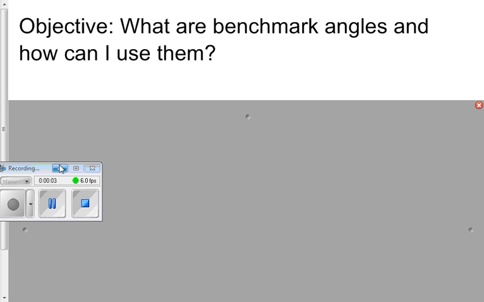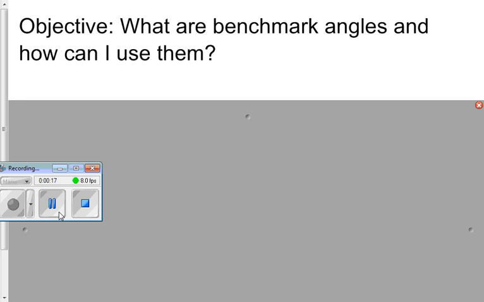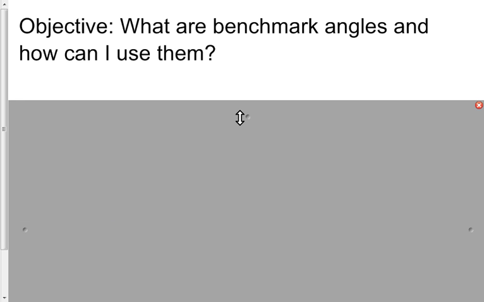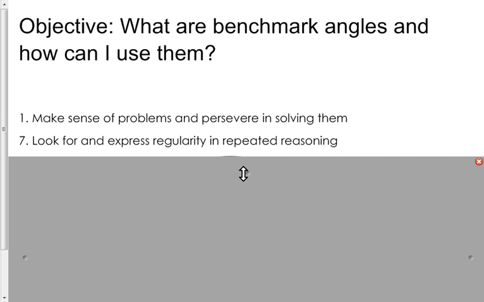Hi friends, today we're going to look at benchmark angles and how we can use them. Today we read a story with Radius and the adventure that he went on. We're going to be using some skills to think about this work today. First, making sense of problems and persevering in solving them. Second, making sense and looking for repeated reasoning or patterns.